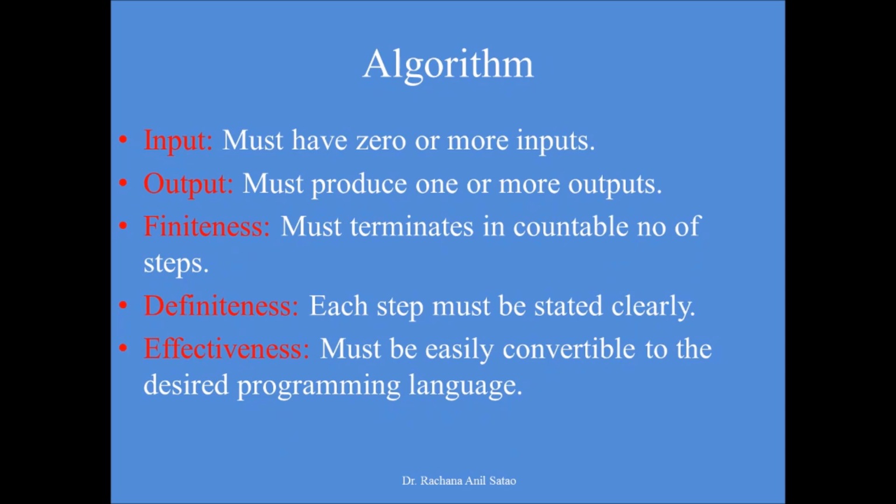Definiteness says that each step must be stated clearly so that it will be understood by the person who is reading it. Effectiveness says that it must be easily convertible to the desired programming language, so it must be easy to convert to programming statements. So you have to write English-like statements plus some additional statements similar to programming language. It is called pseudocode. These things you must consider before writing the actual algorithm.